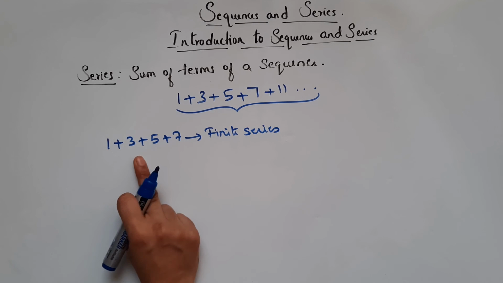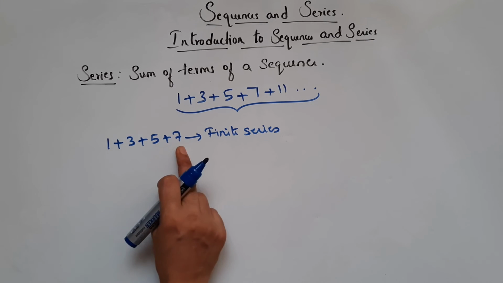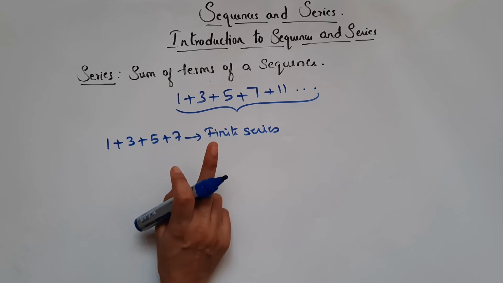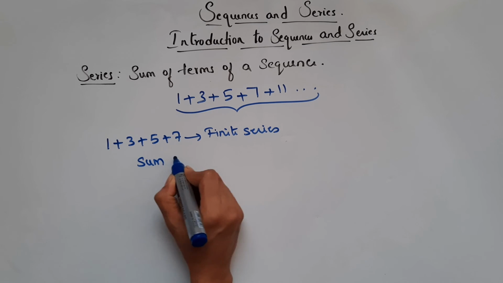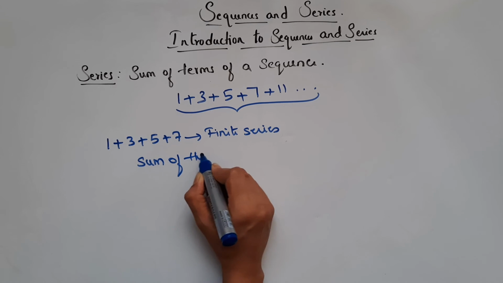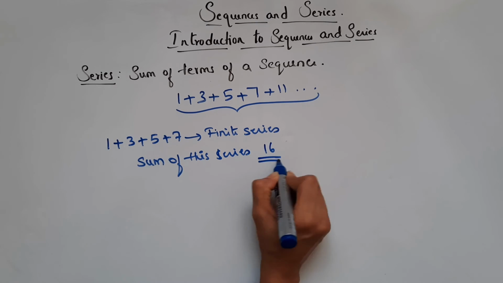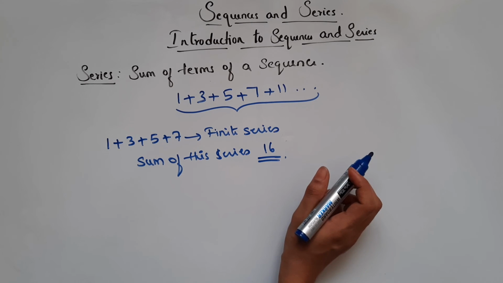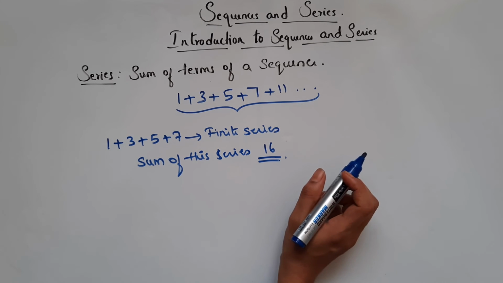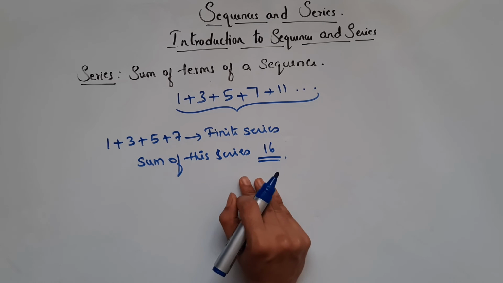What is the sum of this finite series? You have to add all these terms. That will give you 16. So the sum of this series is 16. Now if you want to find the sum of an infinite series, then we will have to use a formula. That we will see in a separate video. Alright, for now this is all about series.